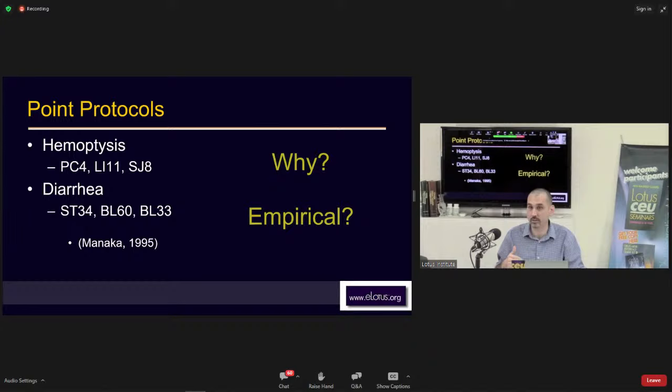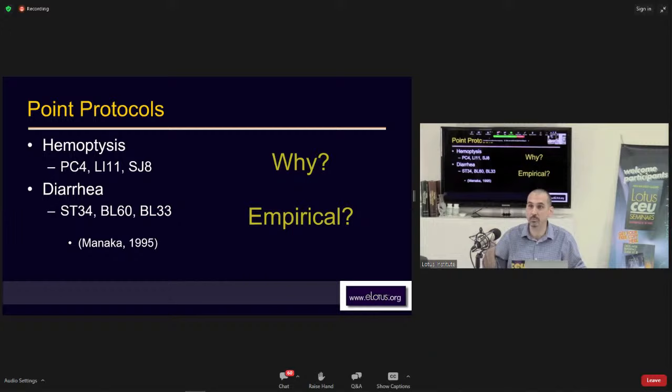So when we're looking at these protocols, you cannot tell me that for diarrhea, a famous acupuncturist went through all 300 plus points on the body and figured out, because they tried every single one of them, which was the point that worked best just by sheer luck. That's what empirical really means.